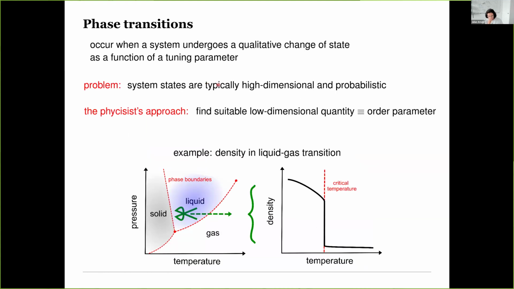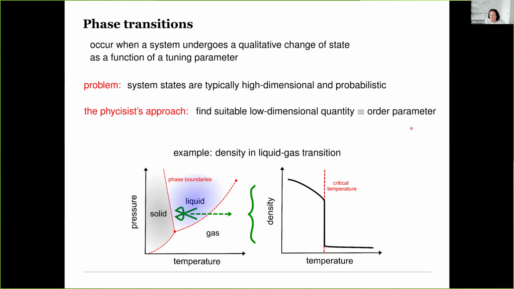But in general, mapping out the phase diagram of a system is a really hard task, because the system state is typically very high dimensional, so it lives in a high dimensional space and is probabilistic in nature. That means for a given set of the tuning parameter that characterizes our system, the system can be in various different states. How physicists typically approach this problem is they try to find a suitable set of a few low dimensional quantities which capture the essence of each of the different phases in the system.